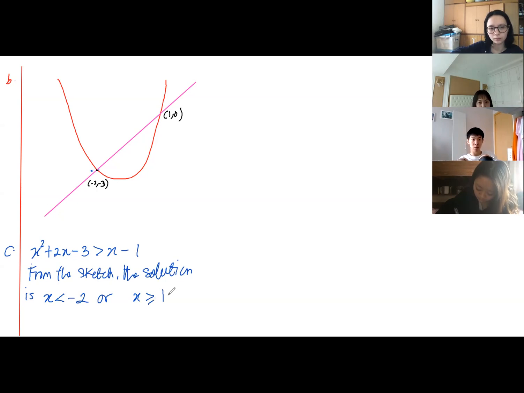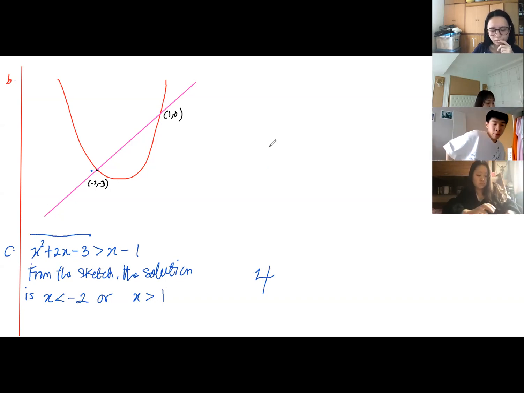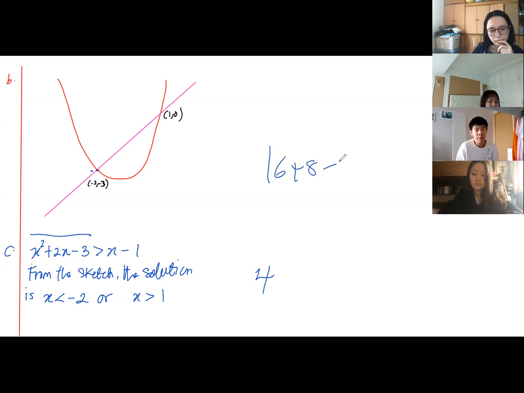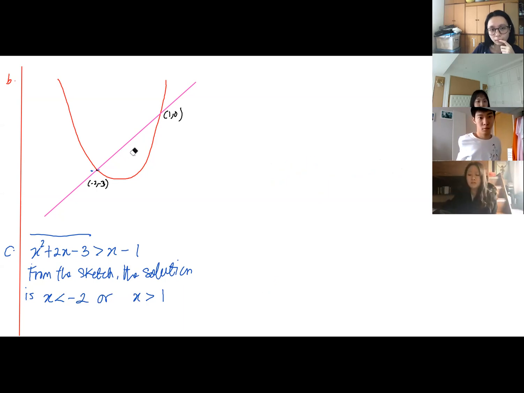You can select any value, x greater than 1, let's say 4, right? Let's substitute. On the left-hand side, you have 16 plus 8 minus 3. Will it be greater than 3? Aha. Now let's pick a value within this range, a value between -2 and 1. Pick a value, Brandon.